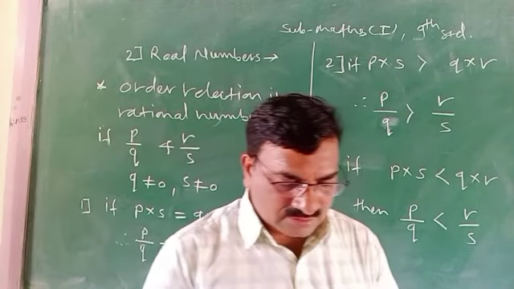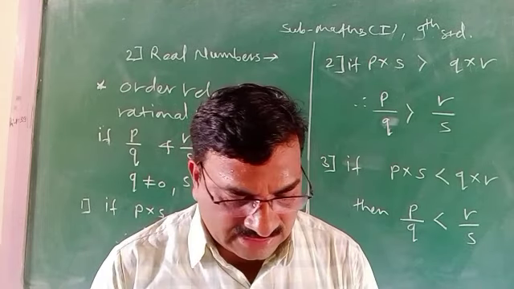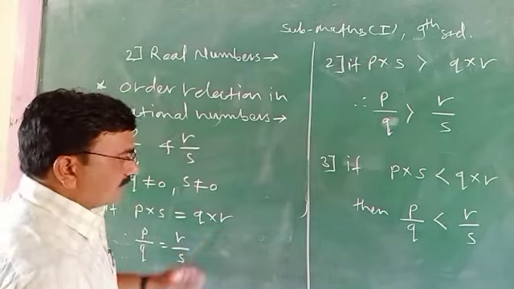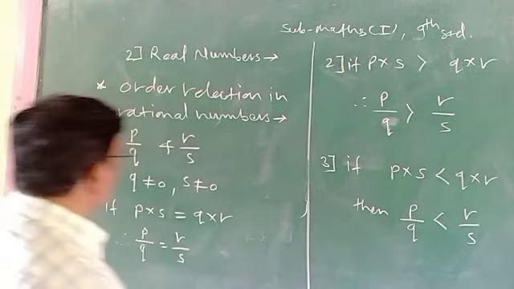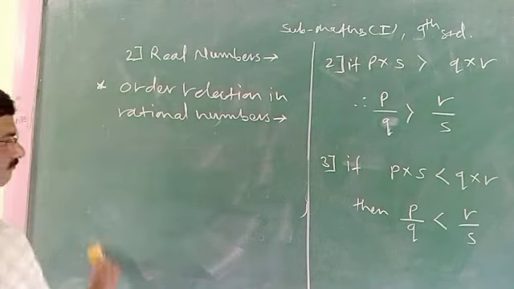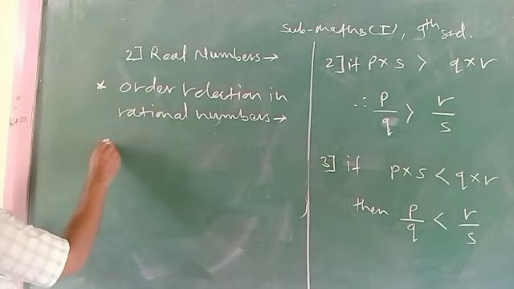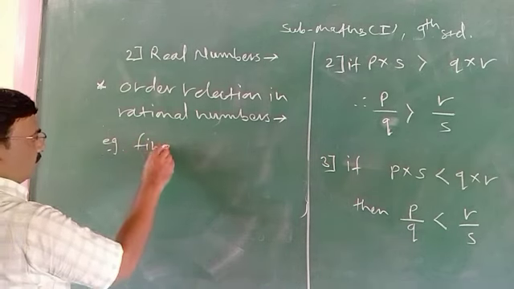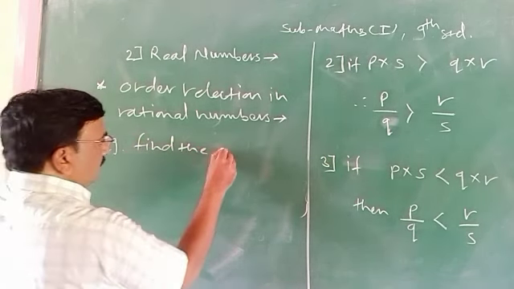Properties of relation in rational numbers. For example, if we take, find the order relation.